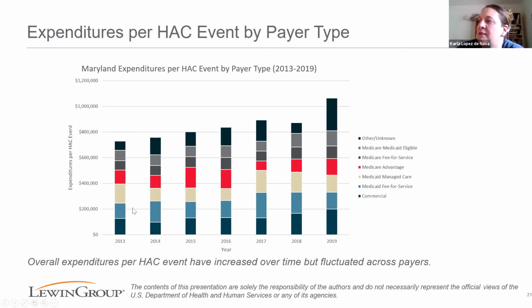You can see that sometimes, for example, Medicaid managed care had a bigger share in 2013, then it saw decreases in 2014, 2015, 2016, and then it again increased and jumped. You can also see that for other payers. Again, there's a lot of fluctuation over time across payers, although overall expenditures per hack event have increased over time.